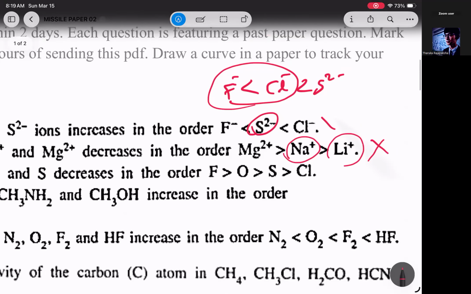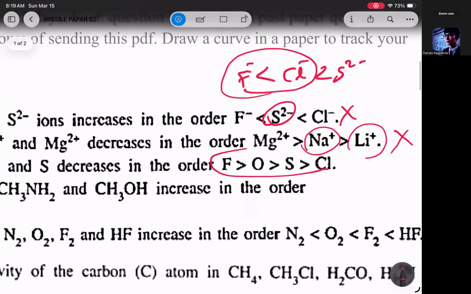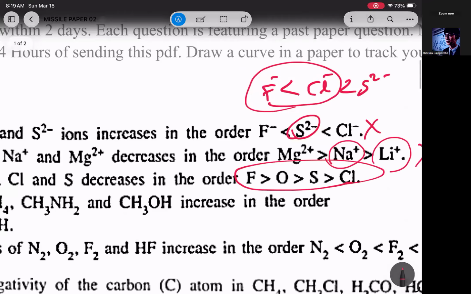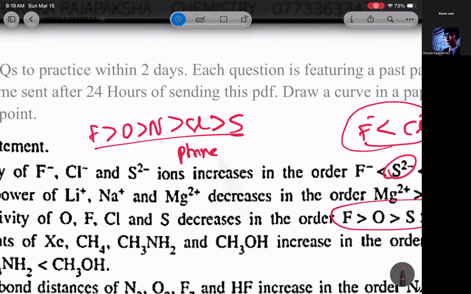Electronegativity of oxygen, fluorine, chlorine, sulfur decreases as. Now, here you use that FONCLS variation, which is very important. I teach this to the revision students. FONCLS. So, it's like this. FONCLS variation.